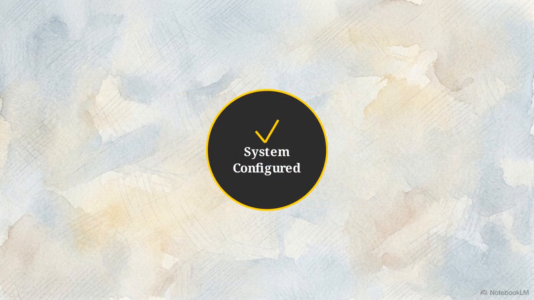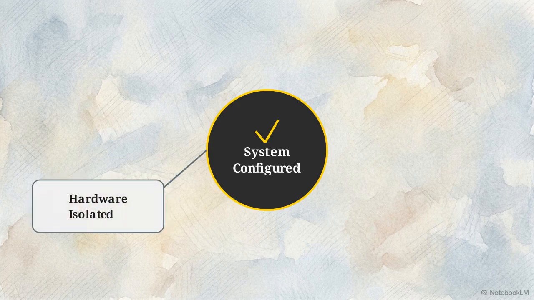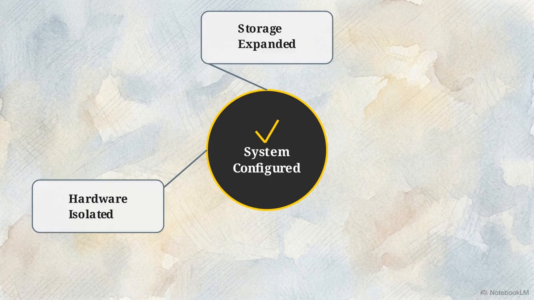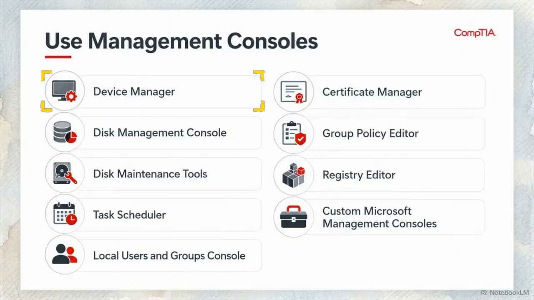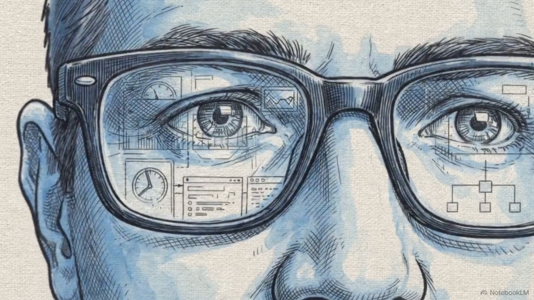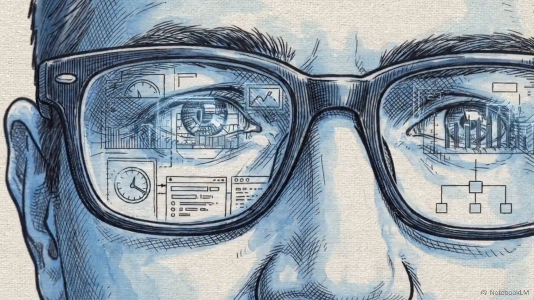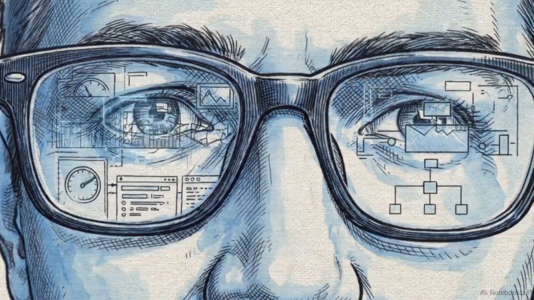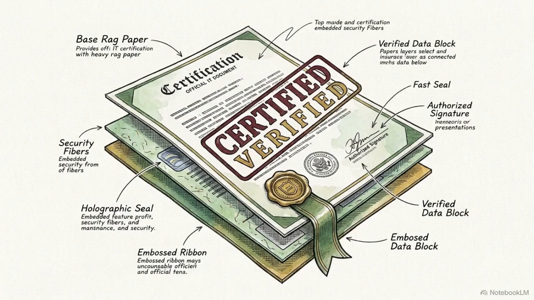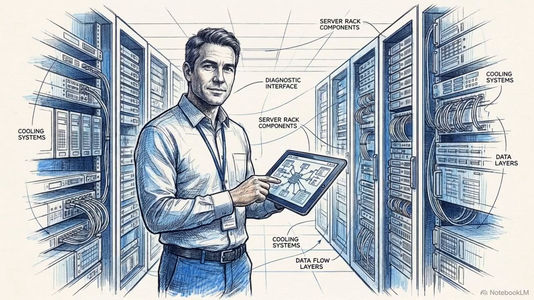The workstation is now fully configured, the malfunctioning hardware is isolated, the storage is expanded, and the user is securely onboarded with the correct permissions. Device Manager, Disk Management, and Local Users and Groups are the pillars of local Windows administration. Audit your own system today. Open these consoles and check for unresolved hardware warnings or unallocated drive space. Developing proficiency with these tools is essential for passing the CompTIA A+ Core 2 exam and demonstrating professional competency in IT support.